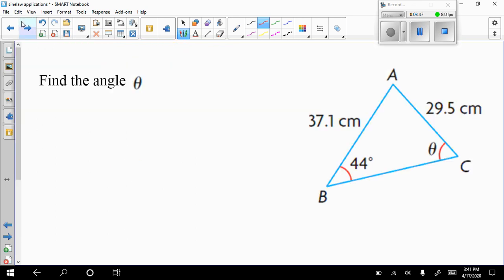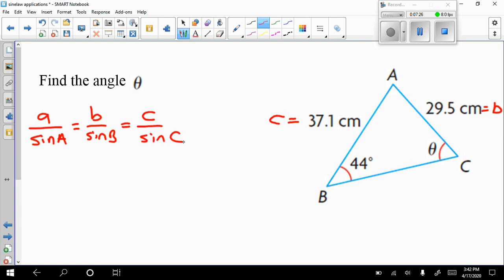Let's do another question. Here, this one's asking us to solve for the angle theta. I double check. Sure enough, I've got an opposite. I've got 44 and I've got 29.5. Perfect. I can use sine law. So first of all, let's label. This is going to be little c. This one's going to be little b. Okay, so here we go. Little a over sine A is equal to little b over sine B is equal to little c over sine of C.